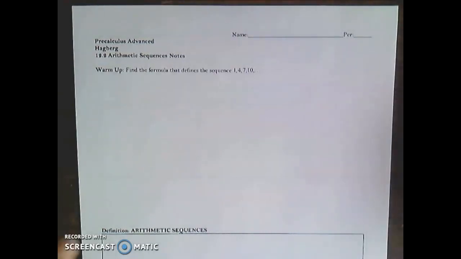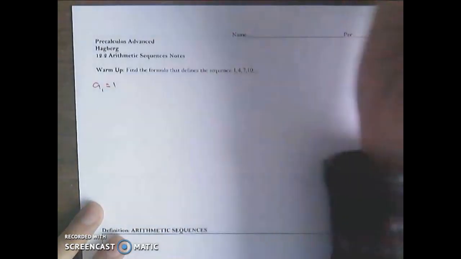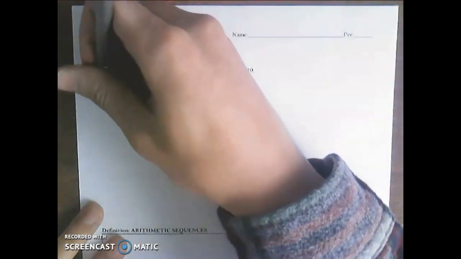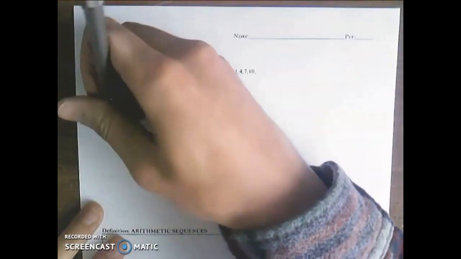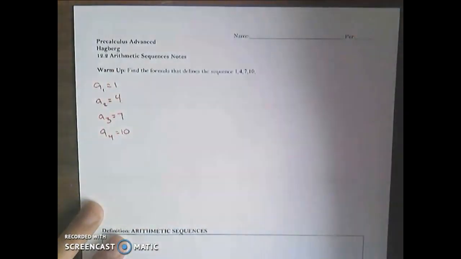Alright, so you may have noticed that the first term in this sequence, a1, is 1. a2, the second term in the sequence, is 4. a3 is 7. a4 is 10, and so on. This continues on and on. Do you recognize a pattern between each consecutive term in the sequence?